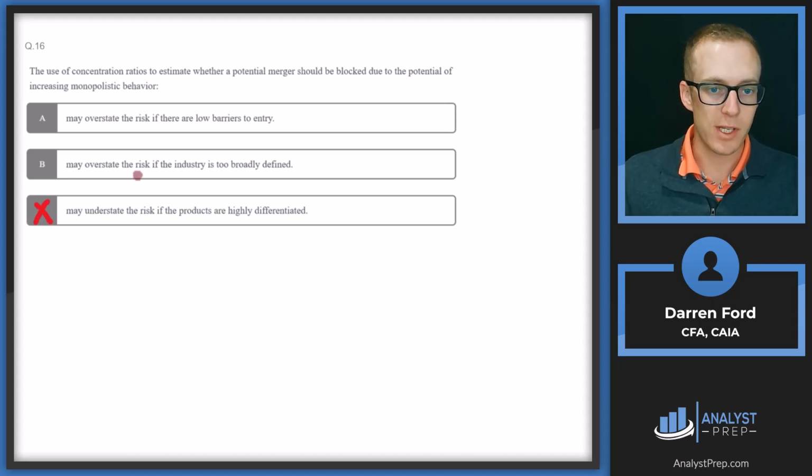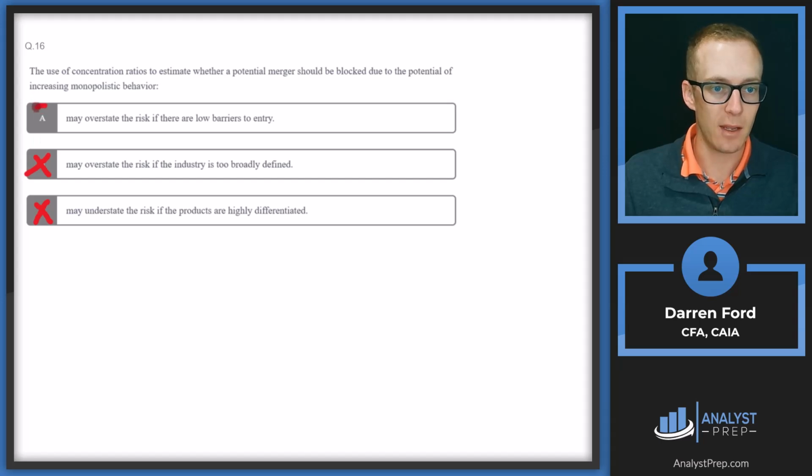And B, may overstate the risk if the industry is too broadly defined. This is actually going to be understate. If the industry is too broadly defined, then there's too many firms that are going to be included in that calculation for the concentration ratio. So this is going to be more likely to understate the risk. If we bring it in more narrow, then those firms might actually end up having more market share than they might look like under the broad industry.